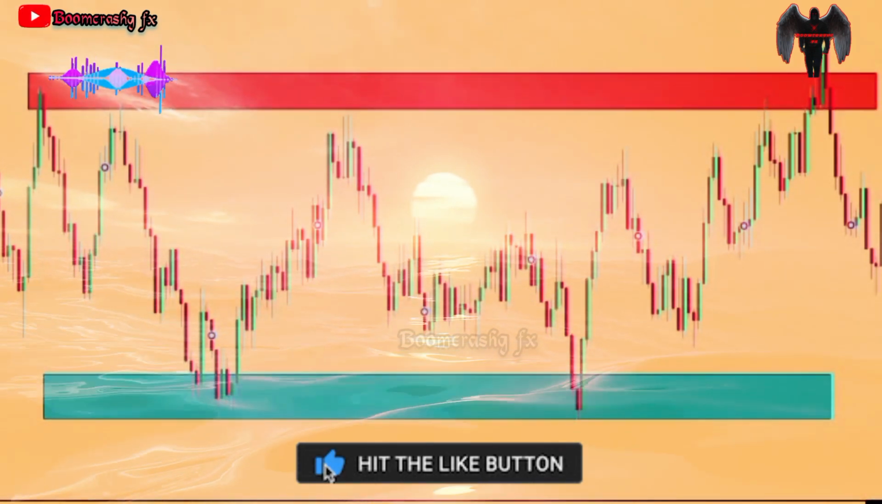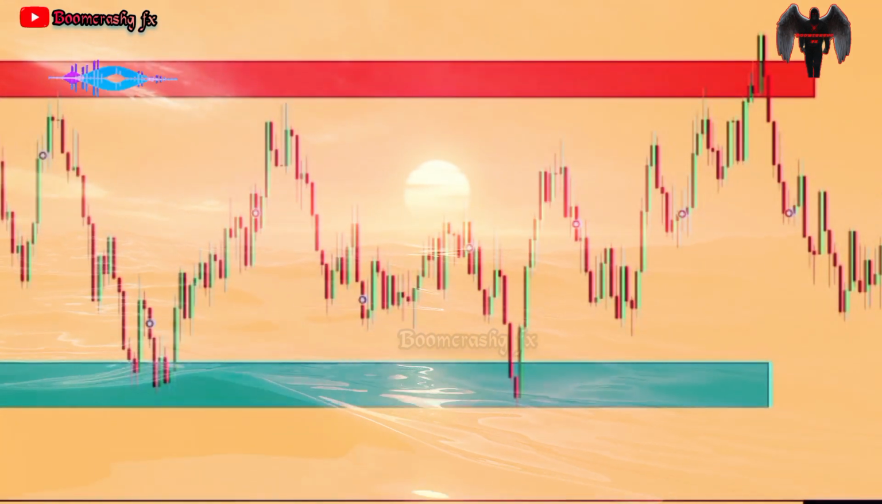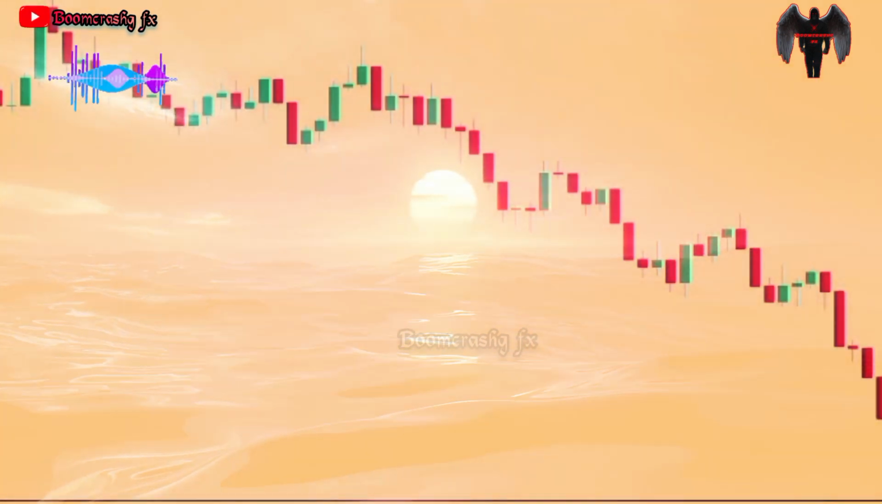So basically, these are your areas of value. These are your entry points in the market. So going straight to the second entry pattern.